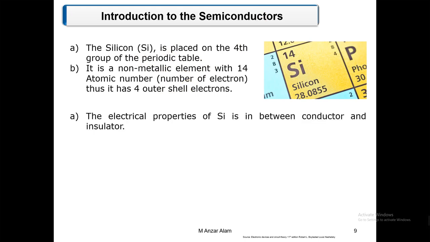Okay. The electrical properties of silicon are in between conductor and insulator. It's a non-metallic element, as I said before, so it's not a conductor. At the same time, it's not a completely insulator. For example, copper is a conductor. It has abundant free electrons. But silicon is not a conductor. It does not have free electrons. At the same time, it is not perfectly an insulator as the others. So that's why the name given is semiconductor.